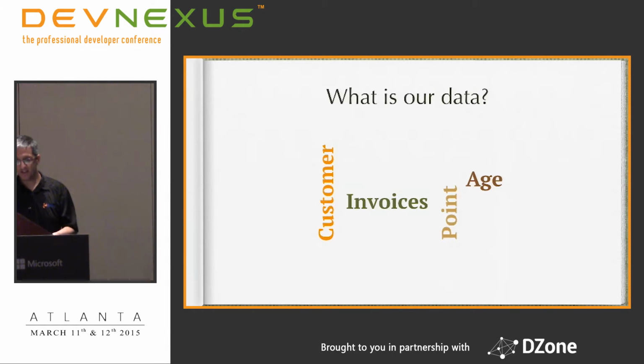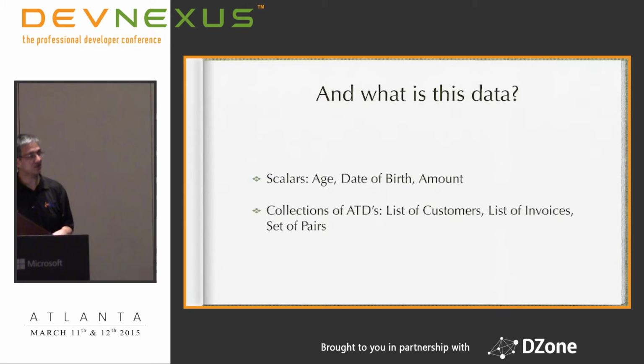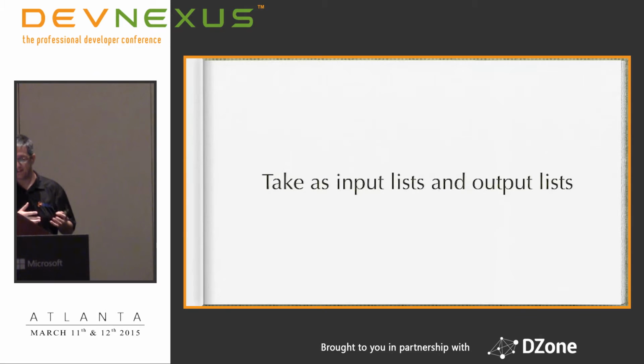So what is our data? We have customers, we have invoices, we have points, we have ages. And what type of data is this? We have scalars. So we have age, date of birth, etc. We have collections of abstract data types. So we have a list of customers, a list of invoices, a set of pairs, what have you. And a lot of times we take these as inputs lists and we do outputs as lists, right?